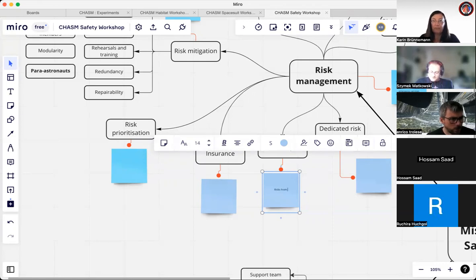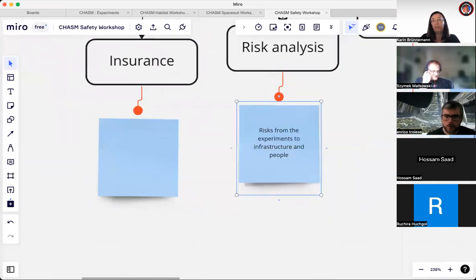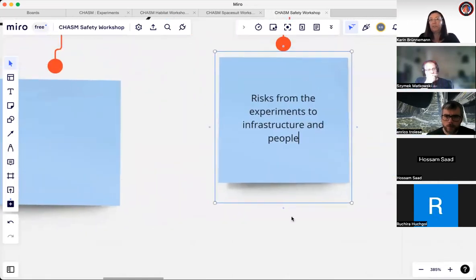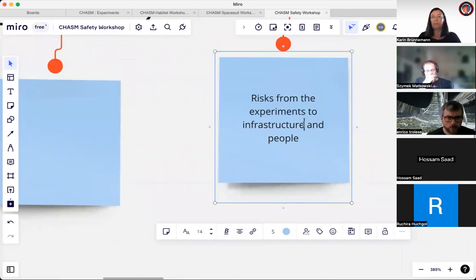Risks from the experiments to infrastructure and people, and maybe even to the environment. Yeah, it can lead to pollution, for example.